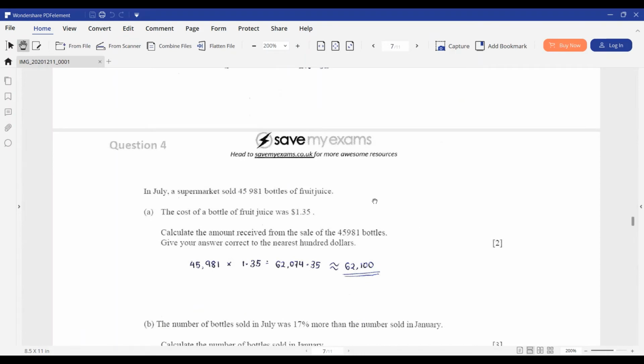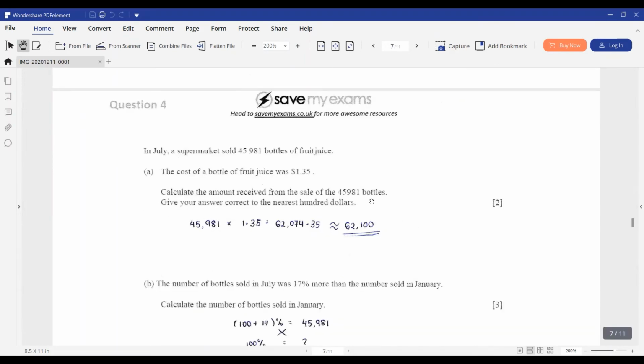Question 4. In July, a supermarket sold 45,981 bottles of fruit juice. Part A. The cost of a bottle of fruit juice was $1.35. Calculate the amount received from the sale of 45,981 bottles. Give your answer correct to the nearest $100.